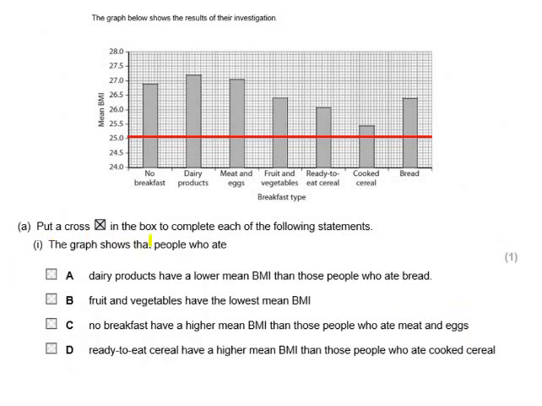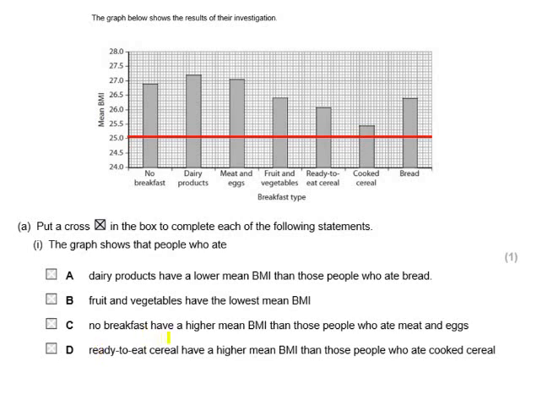Put a cross in the box to complete each of the following statements. The graph shows that people who ate dairy products have a lower mean BMI than those who ate bread. Well, the dairy products are quite high and the bread is here, so no, that's incorrect. Fruit and vegetables have the lowest mean BMI. No, that's not true. It's cooked cereal.